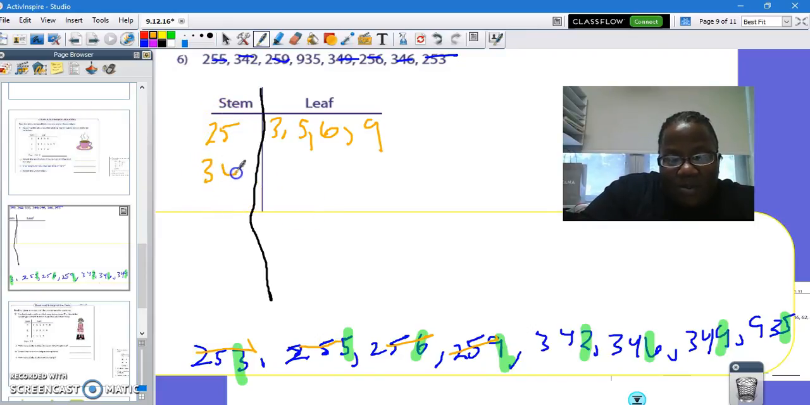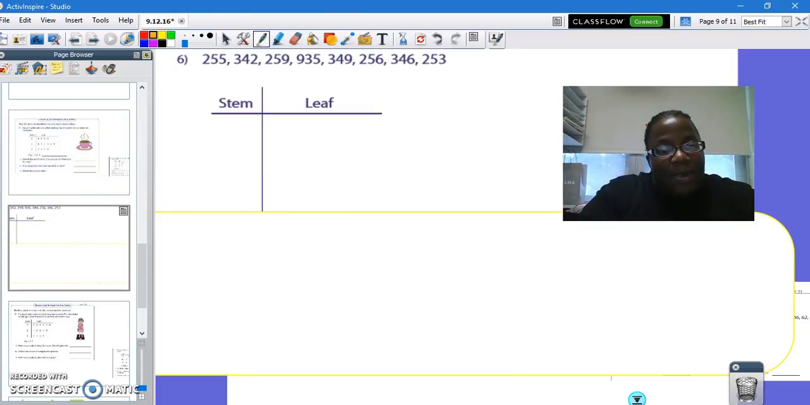My next stem is 34. So I have 342, 346, 349. And then my last stem will be 93. And the leaf is a 5, or 935. Good. Okay. So that was number 6.